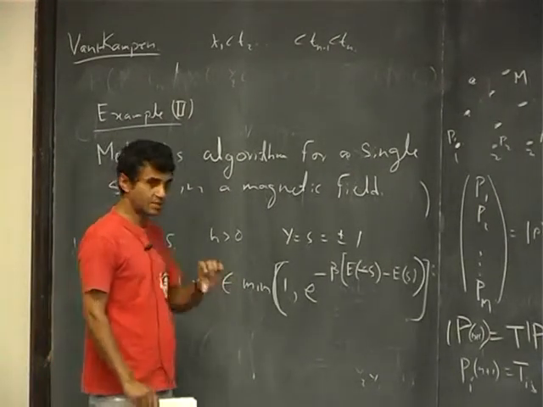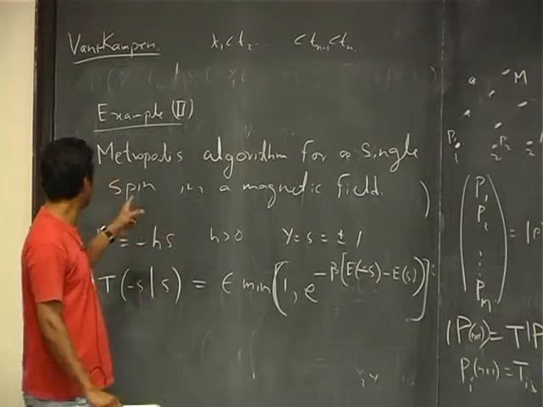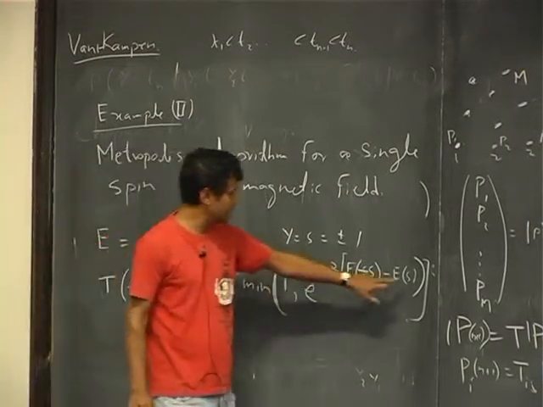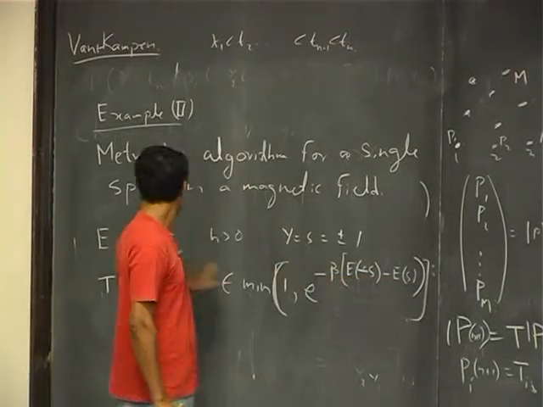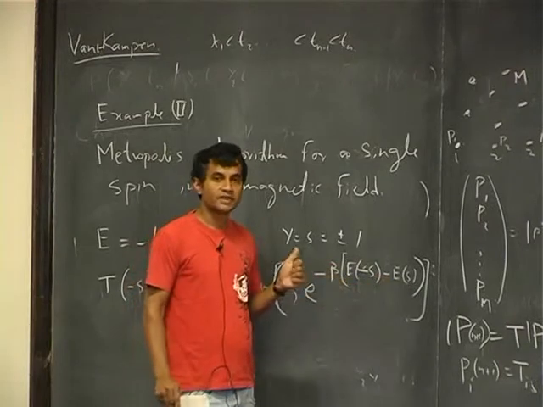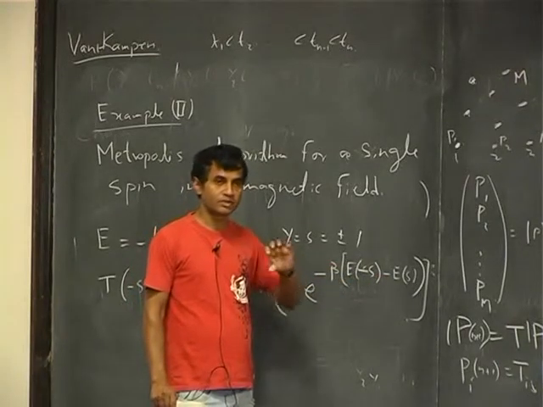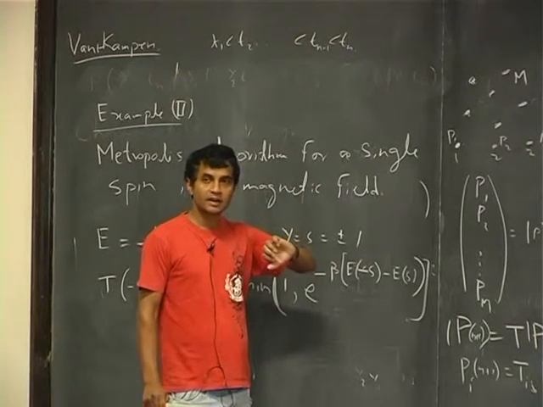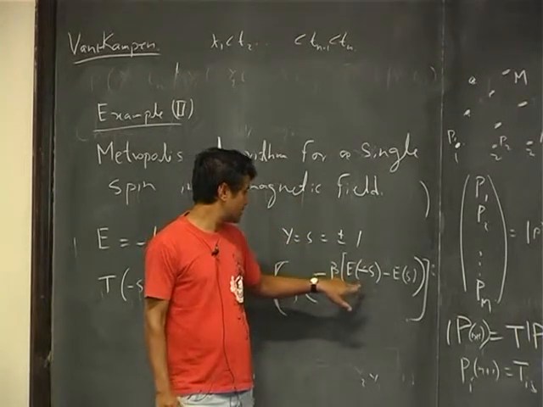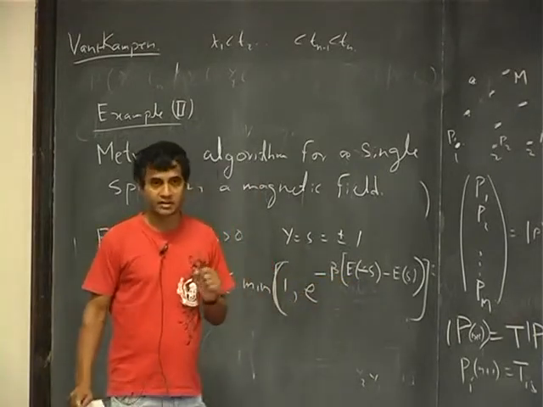This rule says that when you flip the spin, its energy changes, right? Its energy goes from E of S to E of minus S, and this is the change in energy. So if the change in energy is less than 0, which means the energy goes down, then you always flip the spin.